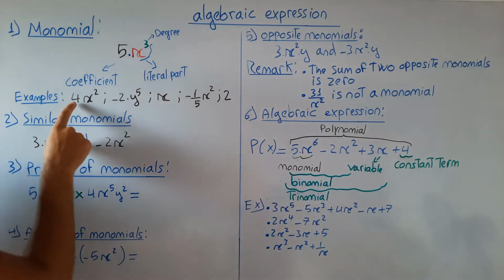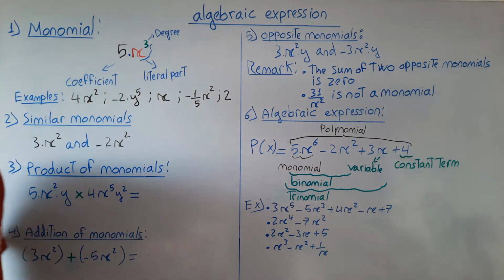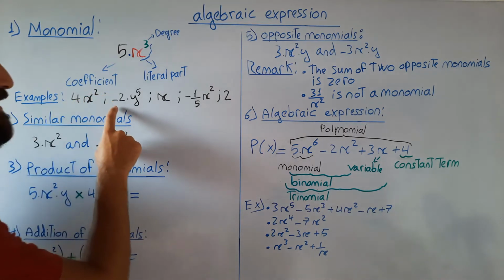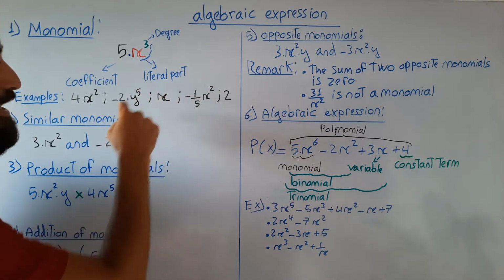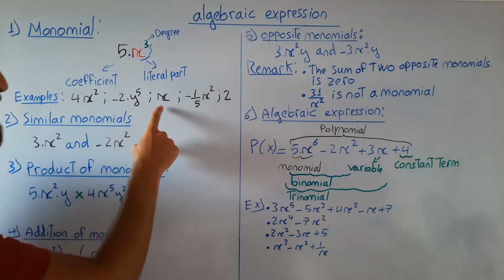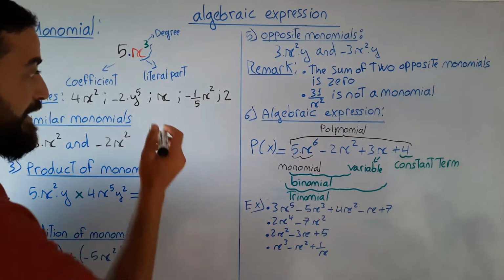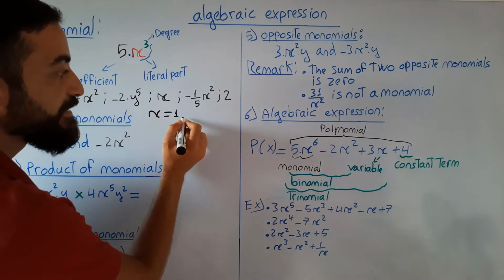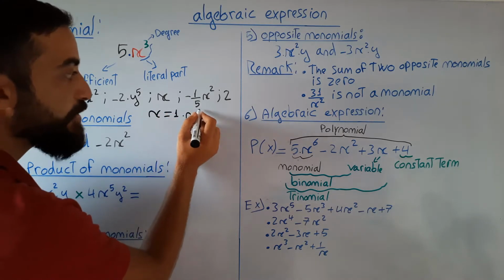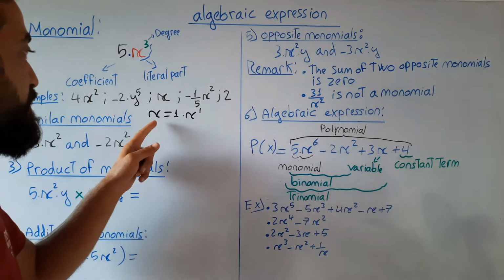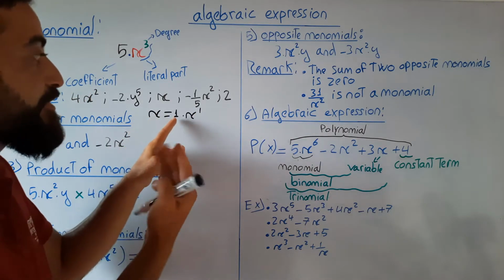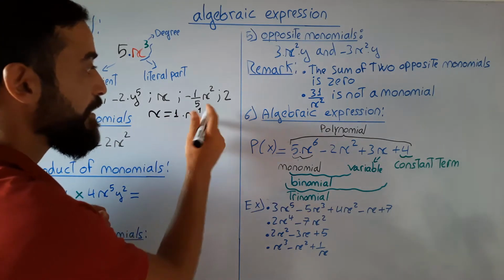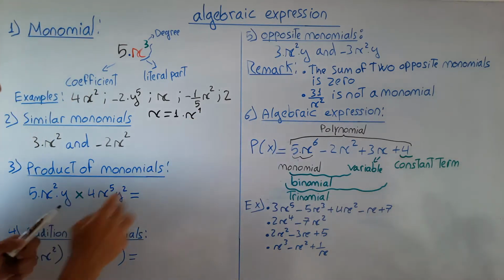Examples: 4x² is a monomial composed of a coefficient and a literal part; minus 2y⁵; the monomial x, which equals 1 times x power 1. So the coefficient of the monomial x is 1 and its degree is also 1.